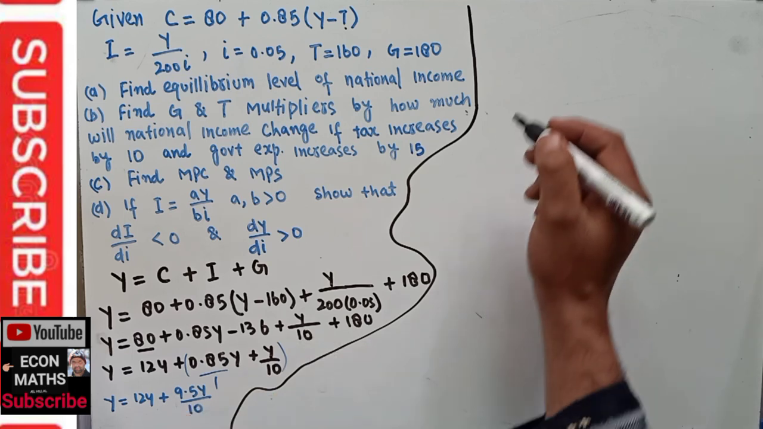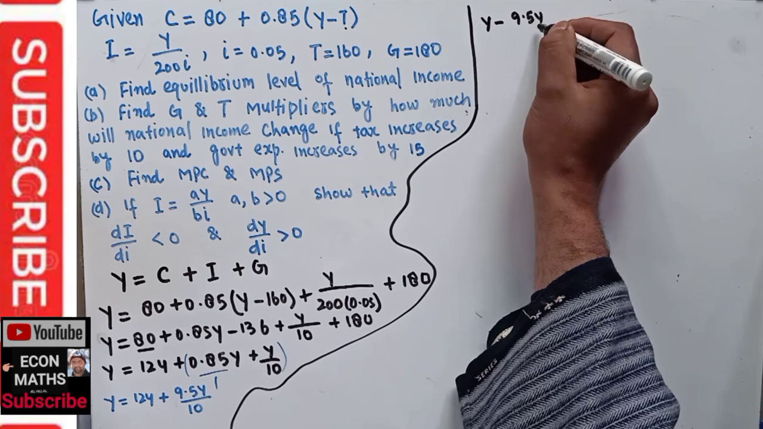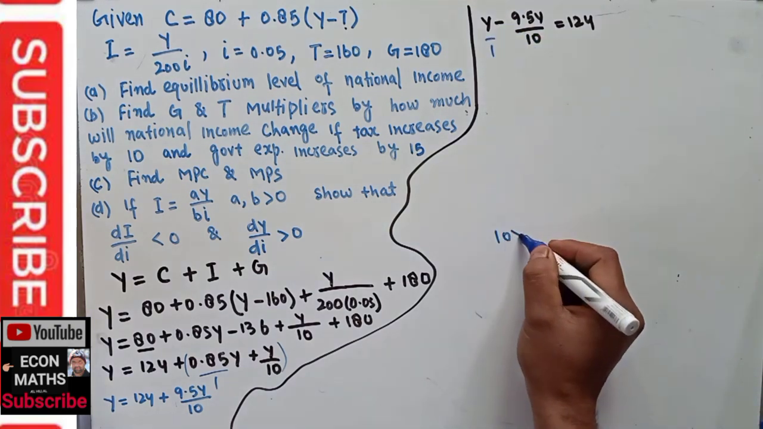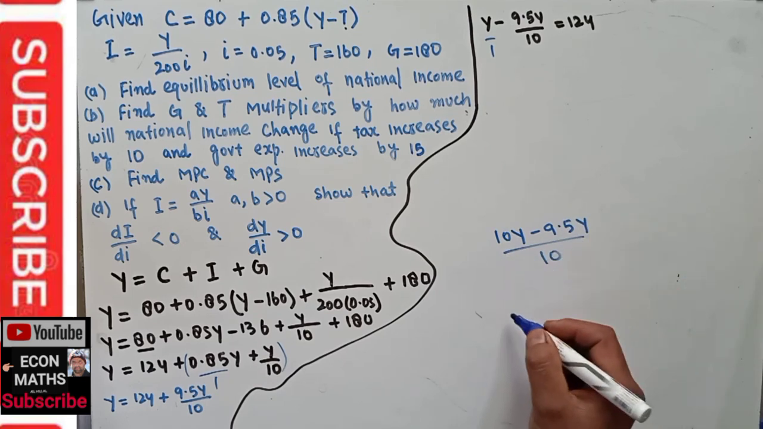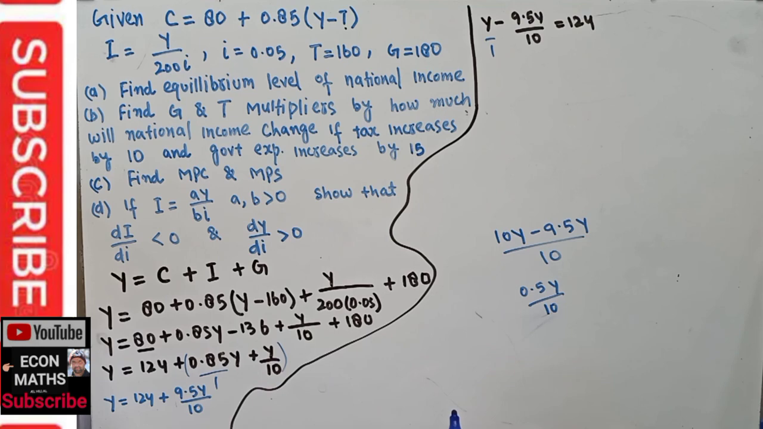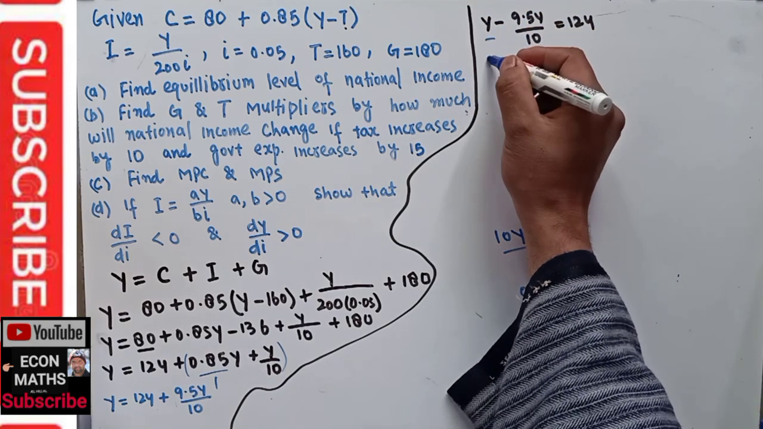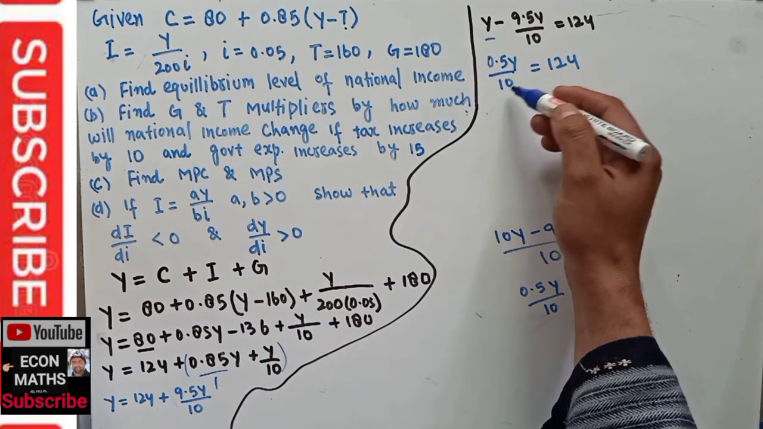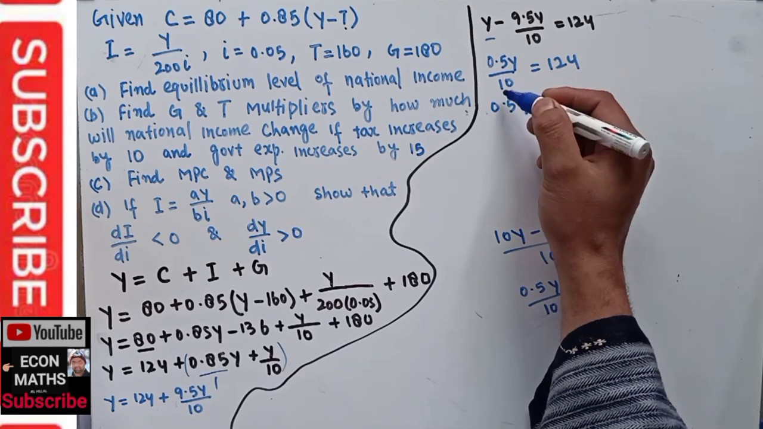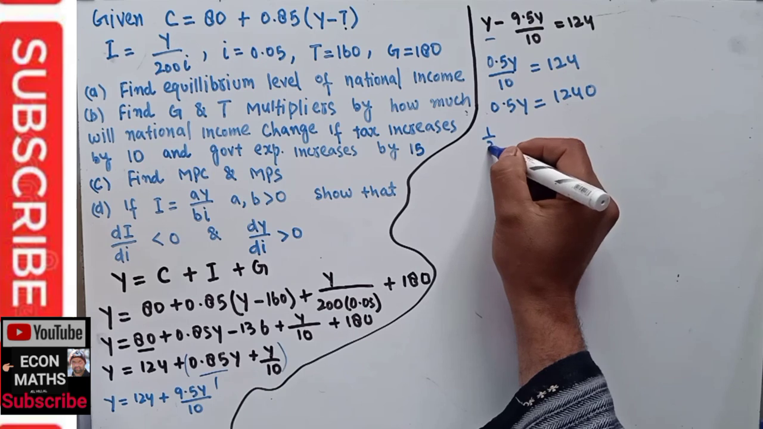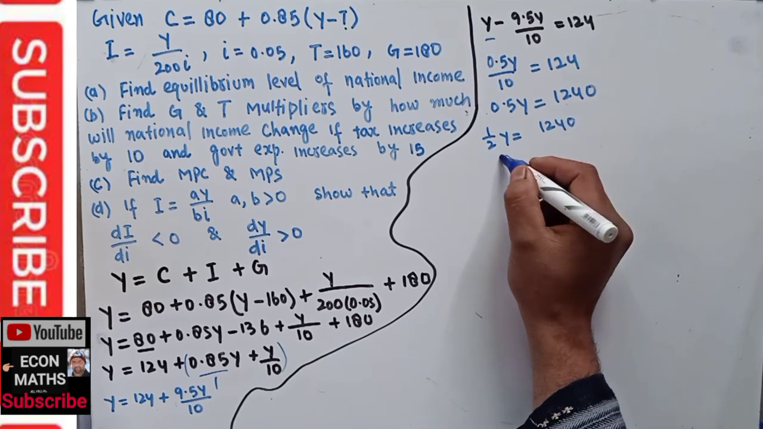Then, solving again, transposing this, it will become Y minus 9.5Y divided by 10 is equal to 124. Now solving this equation again, doing the cross multiplication, 10 into Y is 10Y minus 9.5Y divided by 10, so this comes out to be 0.5Y divided by 10 is equal to 124. Transposing this here, we will get 0.5Y is equal to 10 into 124, which is 1240. 0.5 can be written as 1 upon 2, so Y by 2 is equal to 1240.